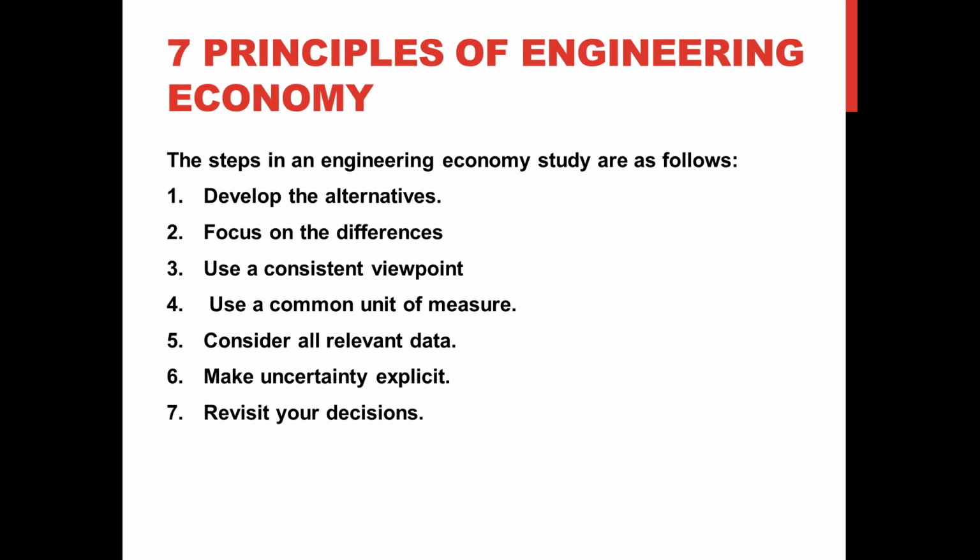So on that steps, we can translate that in seven principles of engineering economy. The steps in an engineering economy study are as follows. First, we need to develop the alternatives. Second, focus on the differences. Then use a consistent viewpoint. Use a common unit of measure. Consider all relevant data. Make uncertainty explicit. Then revisit your decisions.